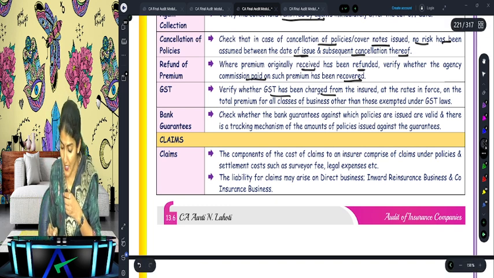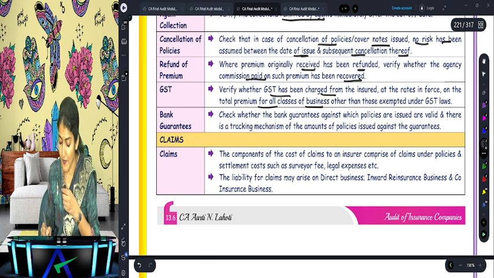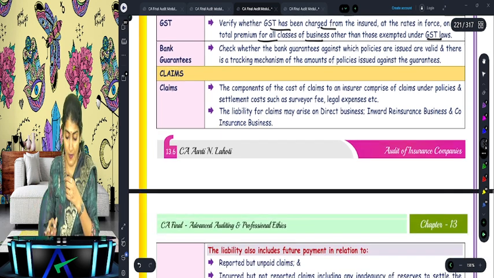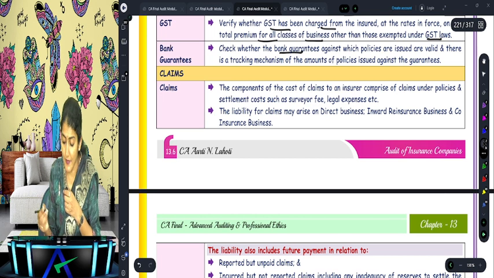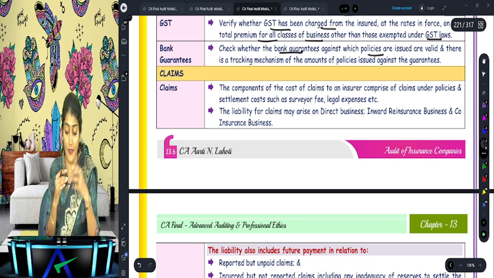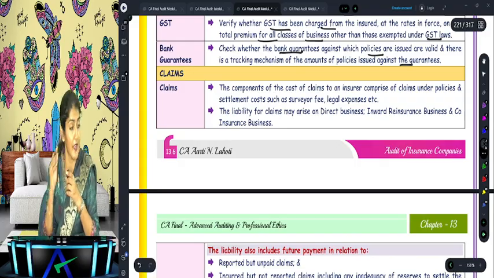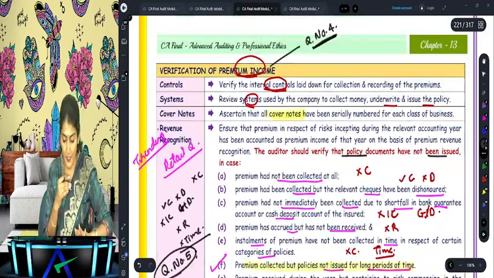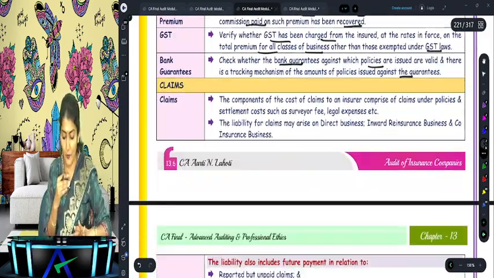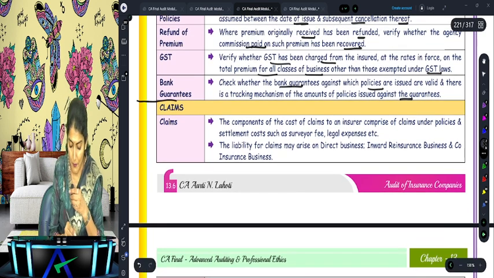GST has been charged and paid for total premium for all classes of business, except for those which are exempted. And check whether the bank guarantees issued for policies issued are valid, and there is a tracking mechanism of the amount of policies issued against the guarantee. So that is our discussion for the first heading over there, which is the verification of the premium income.